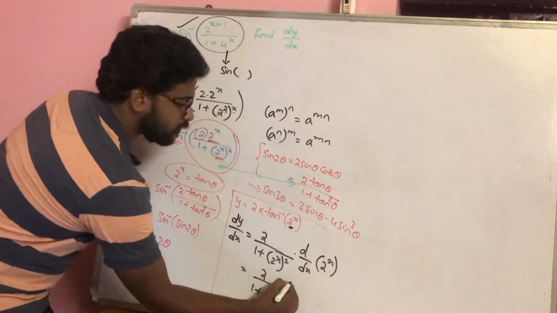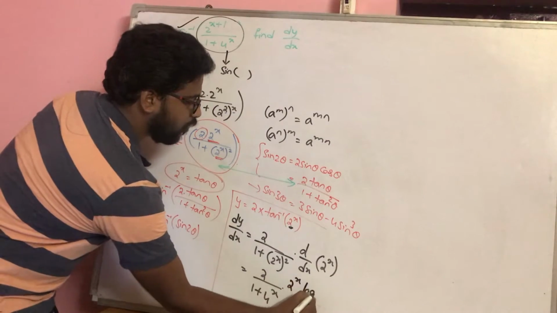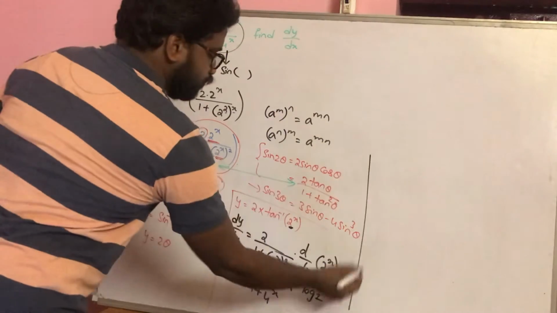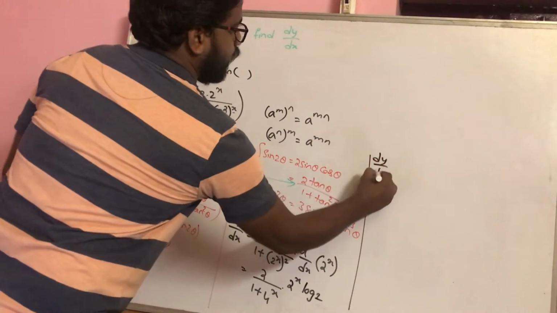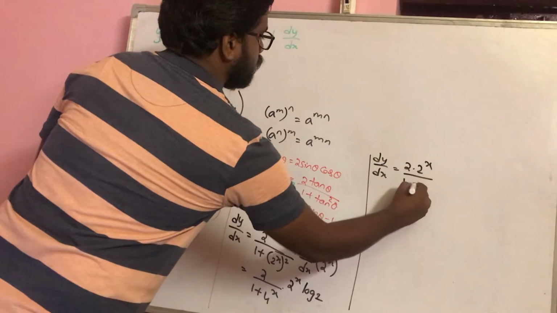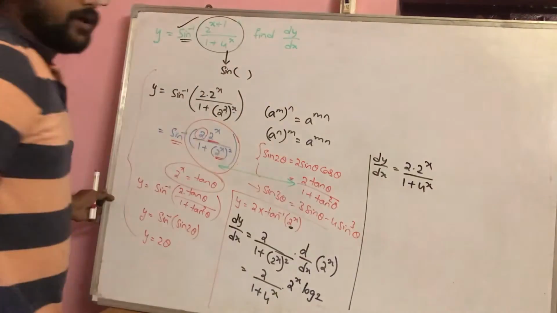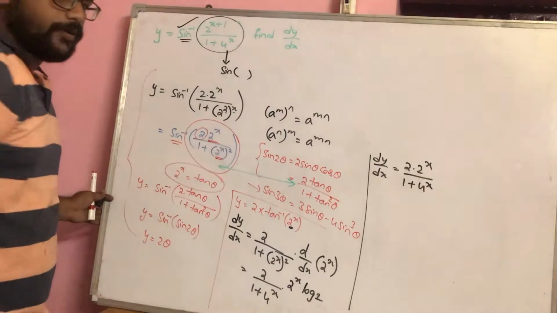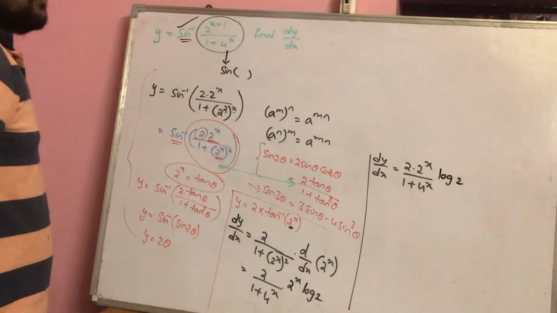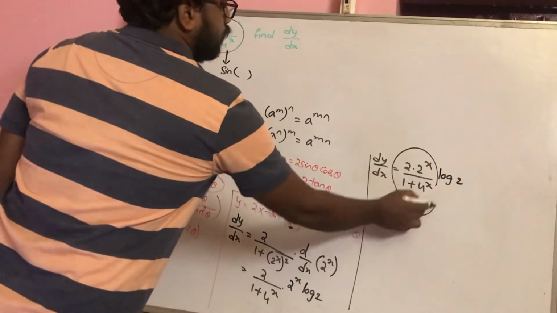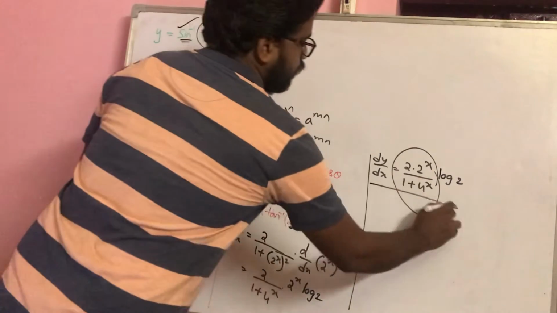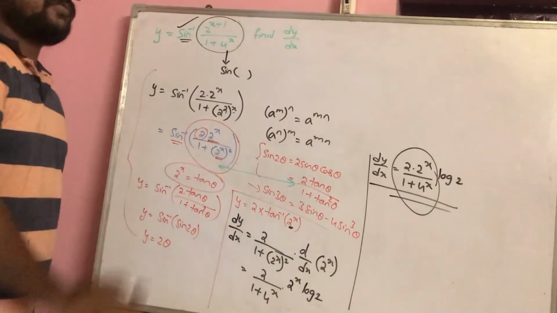We know that the differentiation of a power x is a power x log a. So if you do the further simplification here, you will get dy by dx is equal to 2 into 2 power x by 1 plus 4 power x into log 2, right? If you want, you can replace this term with the sine wave, or if you didn't get that thought, you can just leave the answer here itself. This will be your final answer.